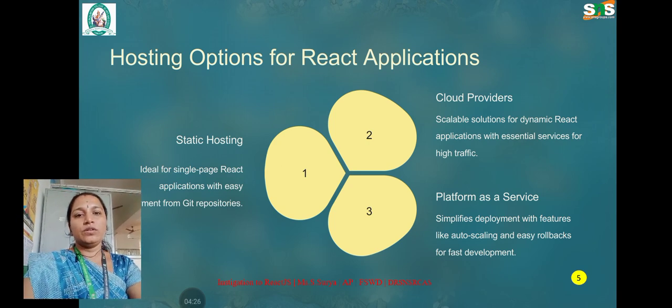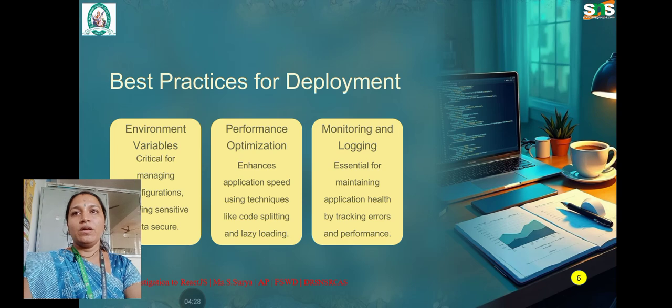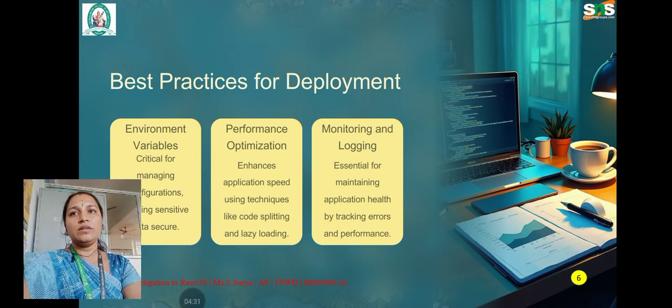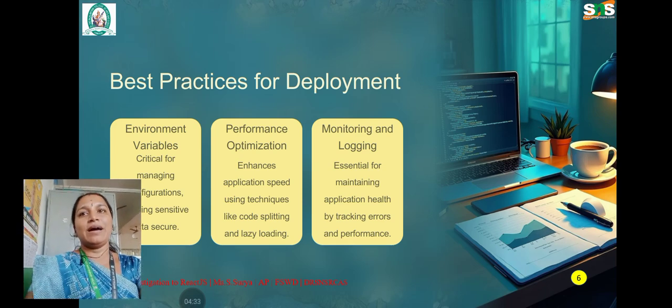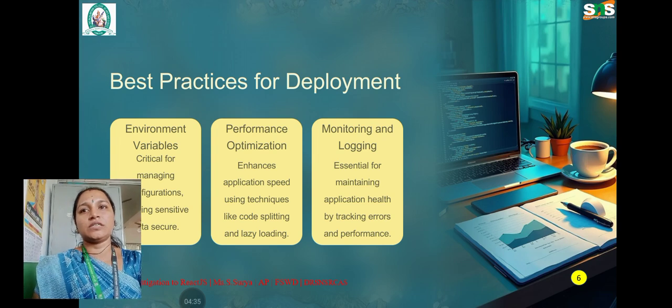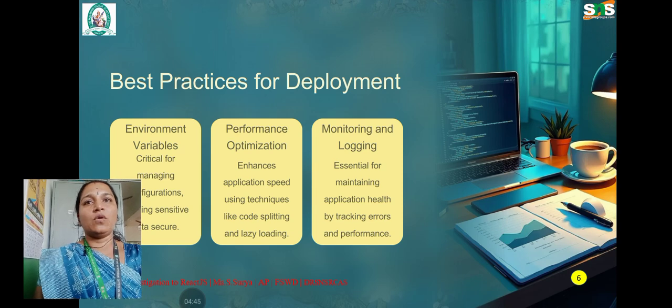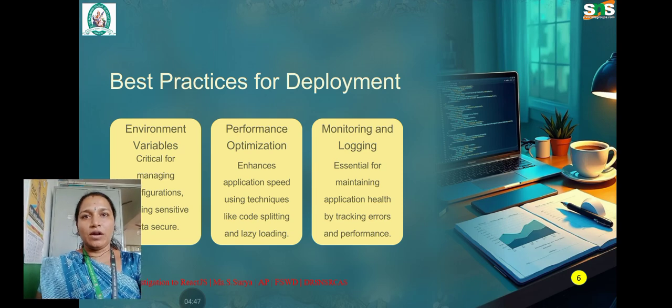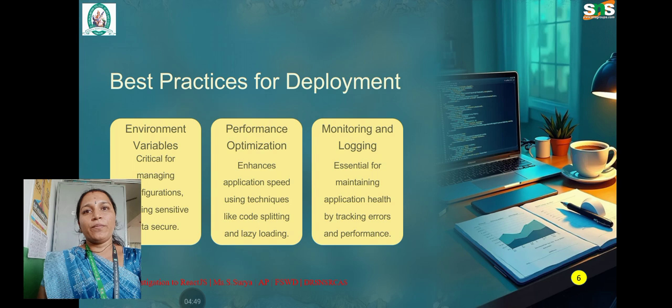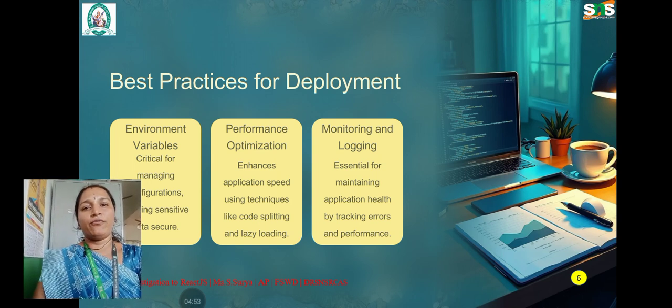And here we are going to see the best practices of deployment. First one is environment variables, critical for managing configuration and keeping sensitive data secure. And the second one is performance optimization: application speed techniques that go along with code splitting or lazy loading. And the final one is monitoring and logging, essential for maintaining each application's health by tracking errors and performance.